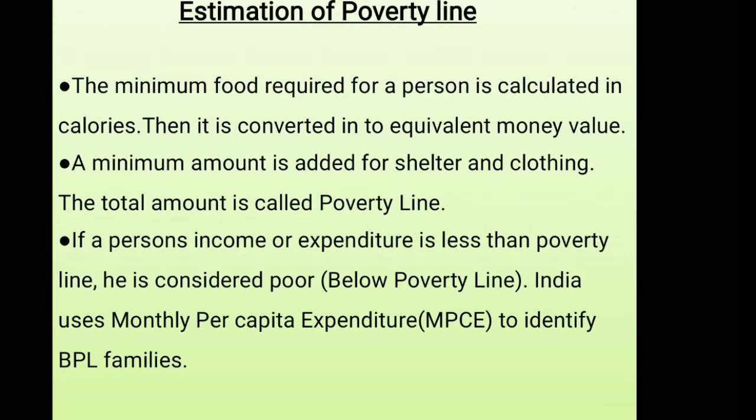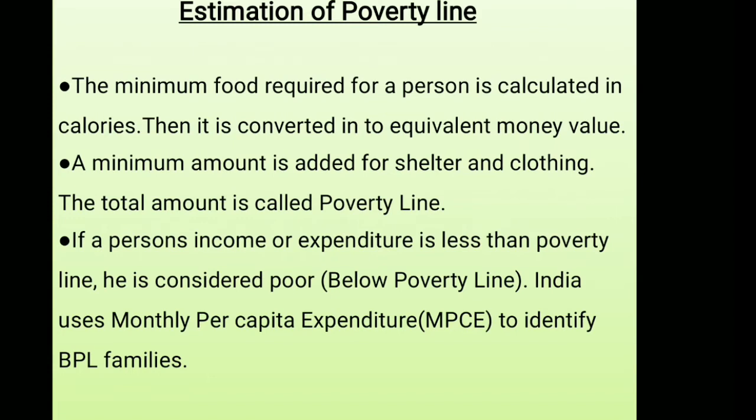Now how do we calculate this poverty line? What are the bases of calculation? There are some methods, and we are going to understand this method. The minimum food required for a person is calculated in calories, and then it is converted into its equivalent money value. A minimum amount is added for shelter and clothing. The total amount is called the poverty line.